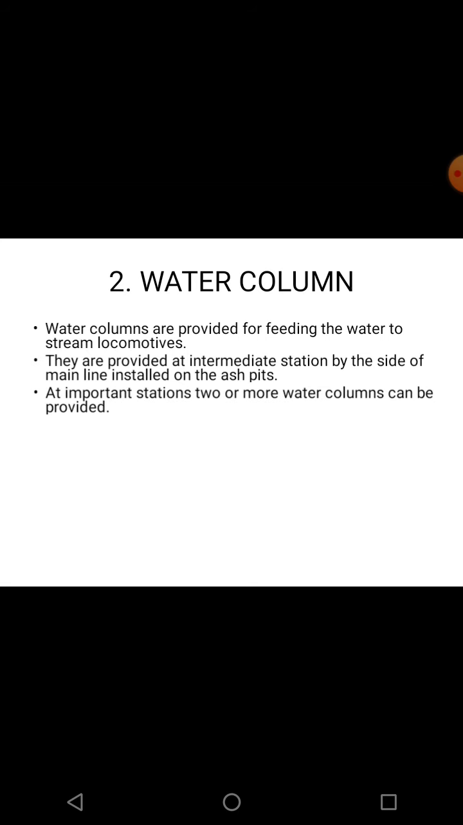These are provided at the stations, as you have seen, at intermediate stations, and at the main station they are provided in greater numbers, more than 2 water columns. They are provided at intermediate stations by the side of the main line, installed on the ash pit, and at important stations 2 or more water columns can be provided. As well, these water columns are also provided in the locomotive yard.